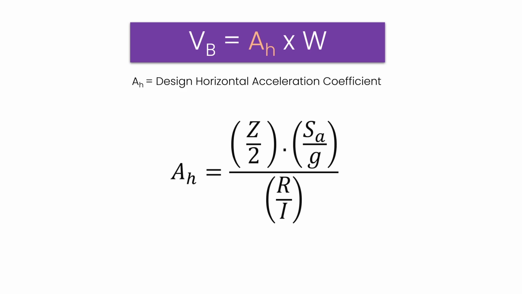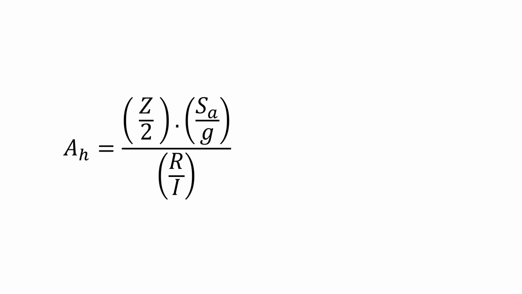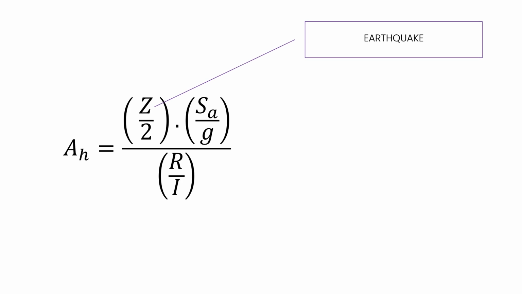So as per the IS 1893, this is the formula of AH. Quite a daunting formula if you see it for the first time, but it is going to be so simple by the end of this video that you would be surprised. So let's look at it from a layman's perspective first, and then we'll go into the technicalities. So we have a few terms going around here. The first term is Z, which is kind of everything you need to know about earthquake.